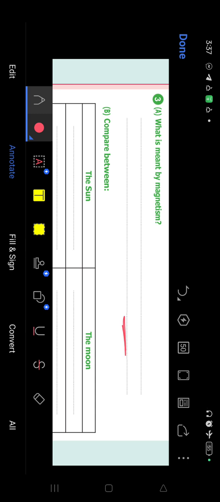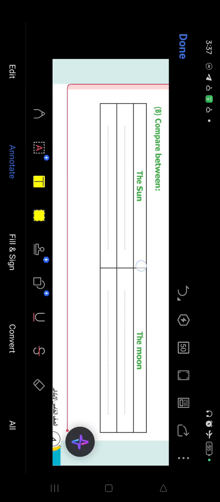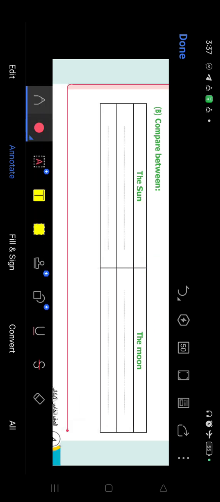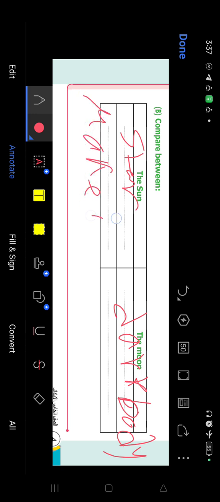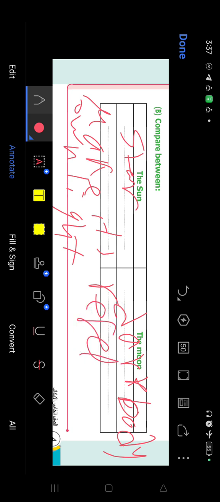Okay. Compare between the sun and the moon. First of all, the sun, it's a star. Super. Okay, but the moon is a dark body. What about the other? Yeah, it can make its own light. But the moon reflects the sunlight.